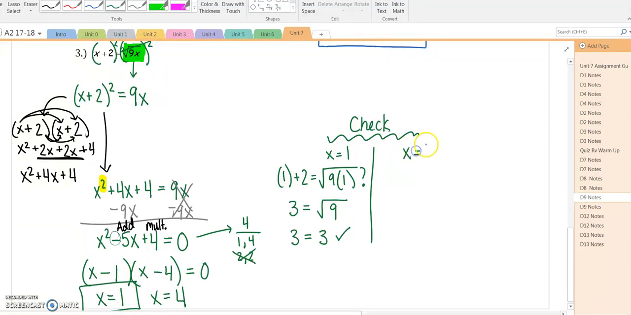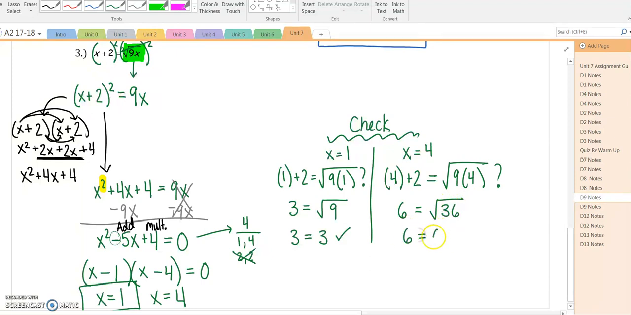And then I'll check my second answer, x equals 4. So 4 plus 2, does that equal the square root of 9 times 4? And again, maybe we can do this one by hand. 4 plus 2, that's just 6. Square root of 9 times 4, that's the square root of 36. Well, that is 6. So again, it checks out, so both of these are going to be my answers.